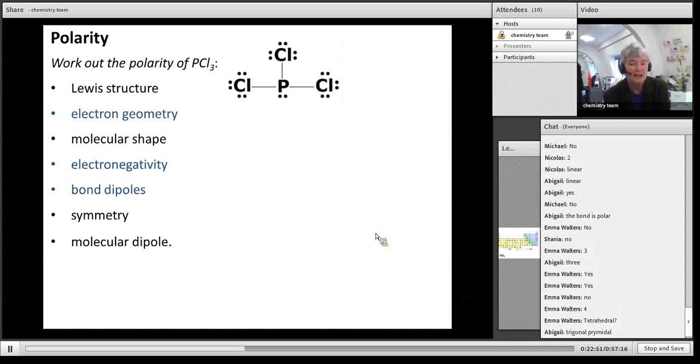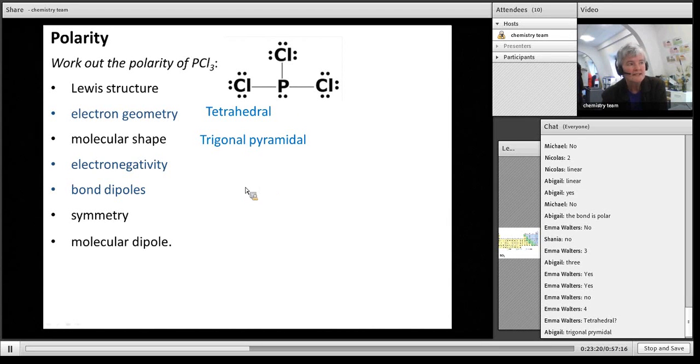And Abigail, you're answering my next question now. So the electron geometry is tetrahedral, so the bond angles will all be 109 degrees. Okay. But the molecular shape is what Abigail said, the trigonal pyramidal. Because now, once we've done the electron geometry, we say, okay, right, there are 3 bonding pairs of electrons and 1 non-bonding electron pair, so it's going to be trigonal pyramidal. Okay. Now, are these going to be polar bonds or non-polar bonds? The PCl bond.